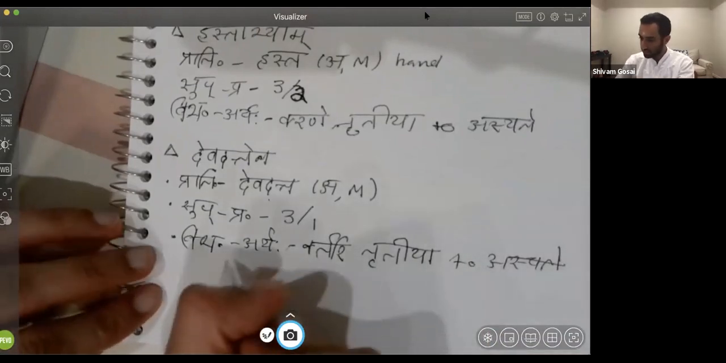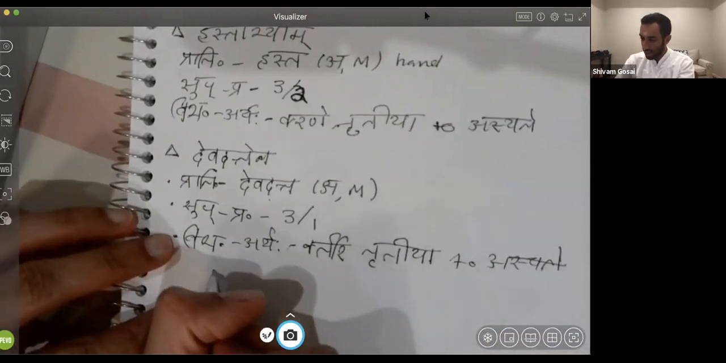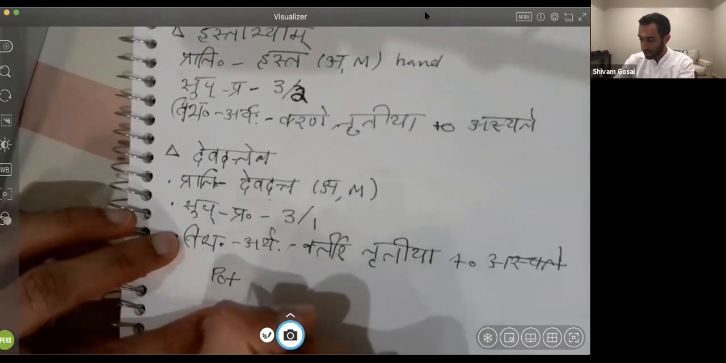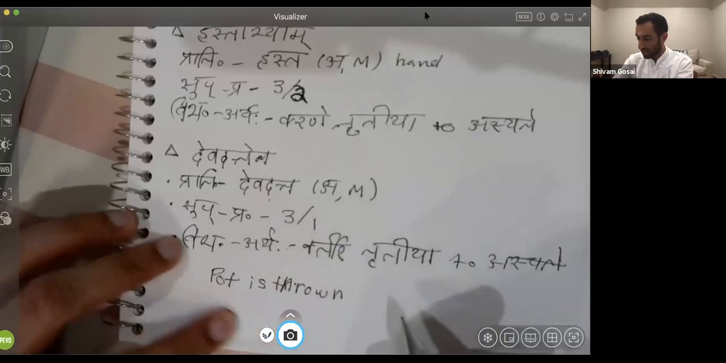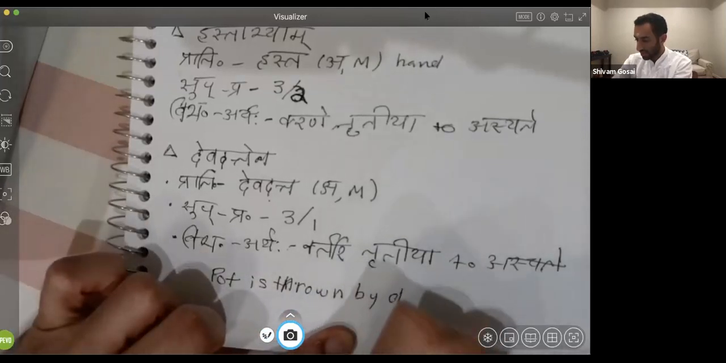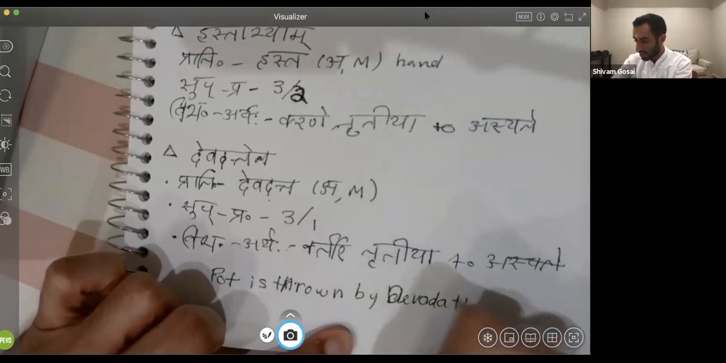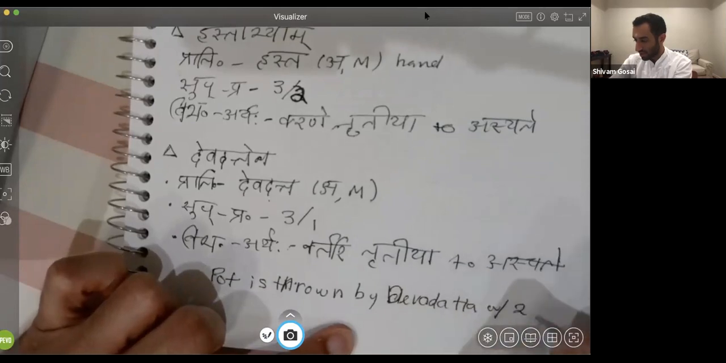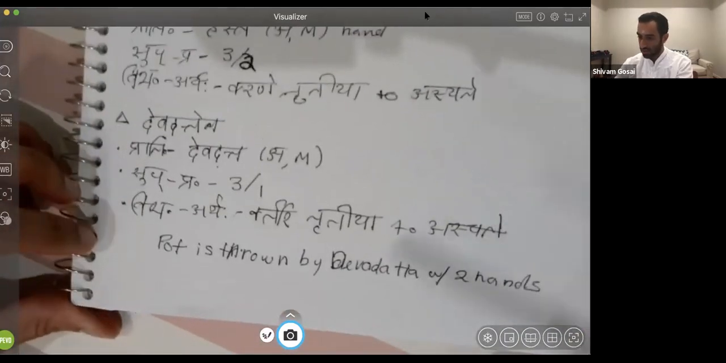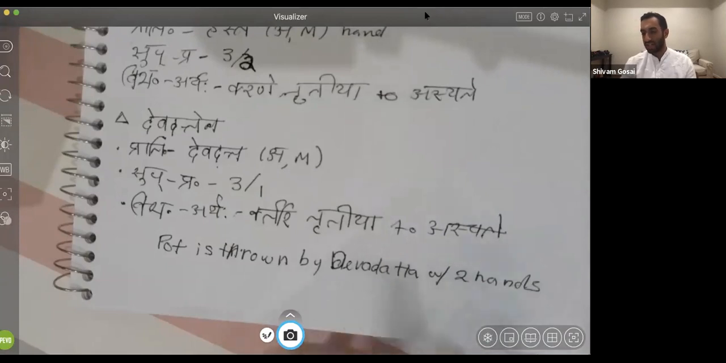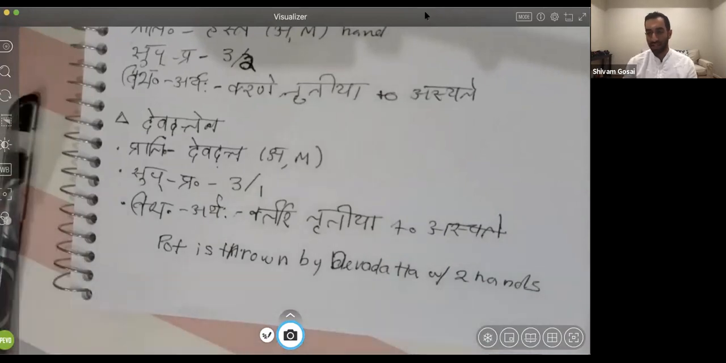Translation, right? The pot is thrown by Devadatta with two hands. Right? Gataha Devadattena hastabhyam asyate.